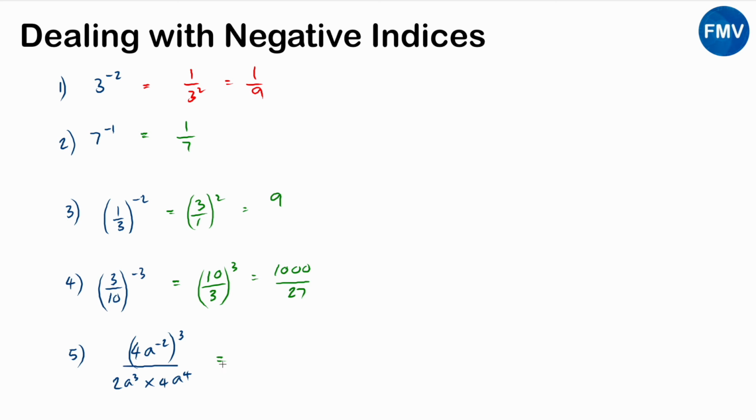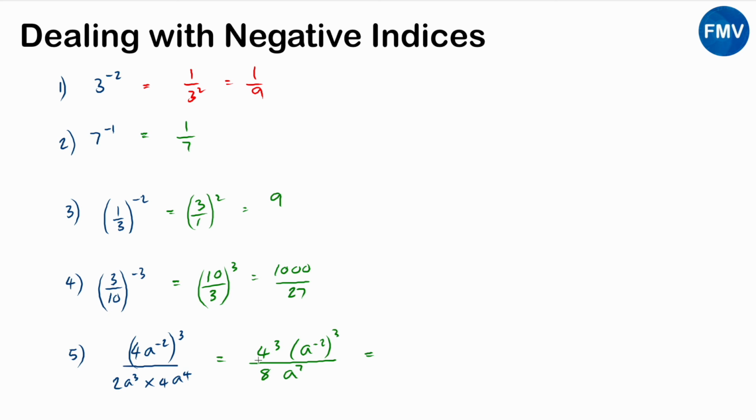Finally, what looks like a very complicated equation. Let's start with the numerator. We've got 4 cubed and a minus 2 all raised to the power of 3 over 2 times 4 is 8. a to the 3 times a to the 4. Well, 3 add 4 is 7. It's just 8a to the power of 7.